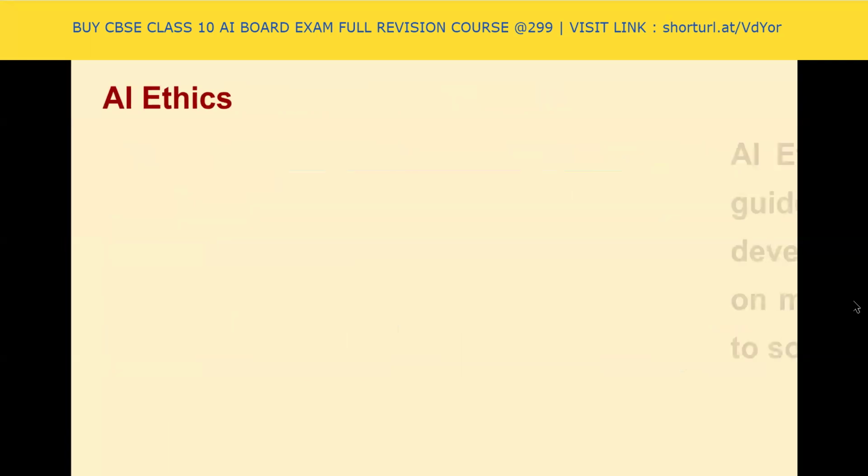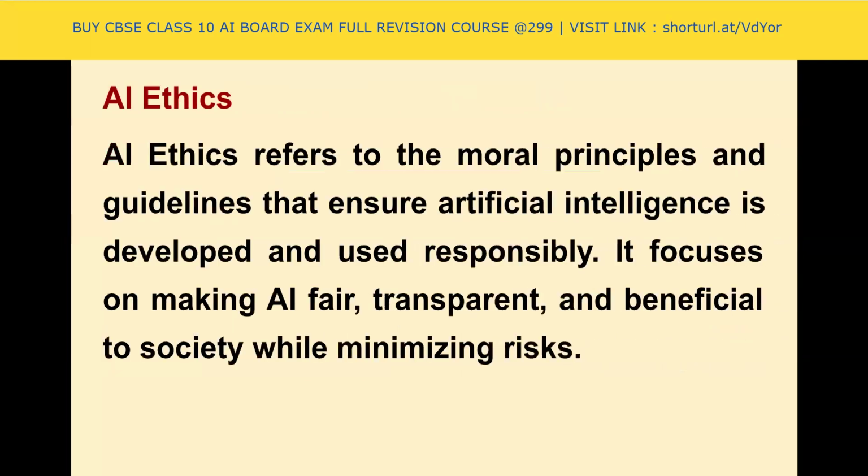Okay, so the next topic is AI ethics. So what do we mean by AI ethics? Generally, ethics are moral principles. So how do these principles apply to machines? AI ethics refers to the moral principles and guidelines that ensure artificial intelligence is developed and used responsibly. It focuses on making AI fair, transparent, and beneficial to society while minimizing risks.